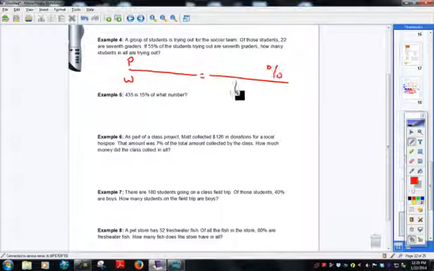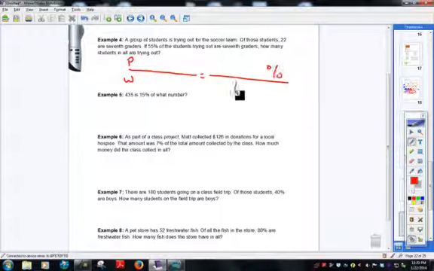Now, 435 is 15% of what number? So that means we are looking for the of what number. This is the question. What is the of? So that means 435 is the part. Okay? Here's a different one now. Just like this, we always start right here. Part to whole equals percent over 100.